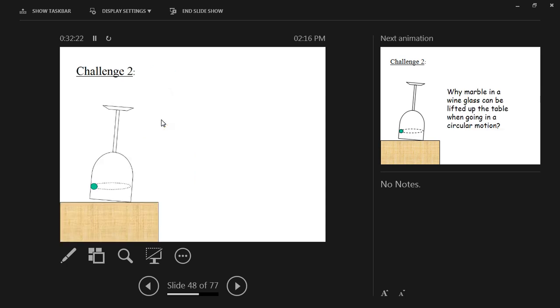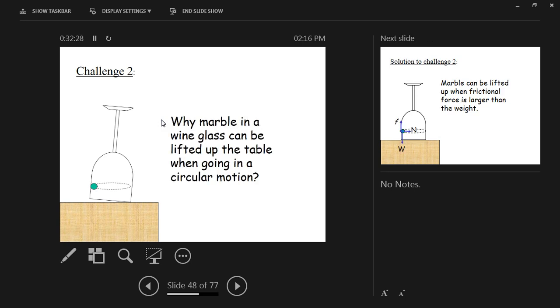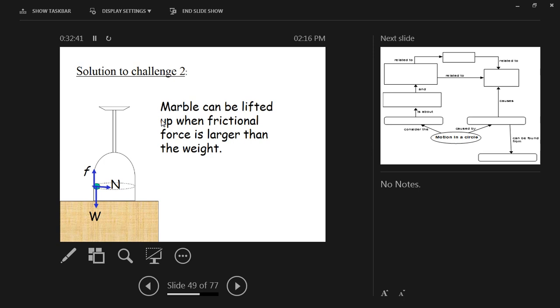Okay, let's take a look at challenge two. How do you actually lift the marble with the wine glass inverted? So what you need to do is you need to spin, okay? Make the ball go in circular motion. So why is it like that? Same thing, if you consider forces acting on the marble, we have the weight, mg. The marble is in contact with the surface of the wine glass, so there will be a normal reaction force.